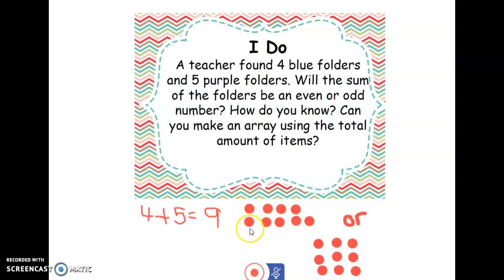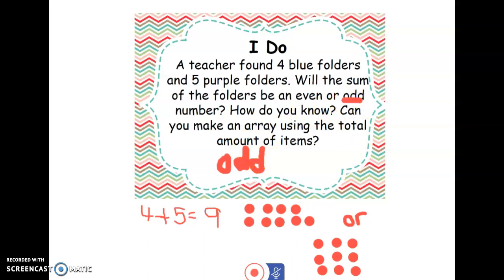Here we have a partner. This one has a partner. This one has a partner. We have a partner right here. Uh-oh, he has no partner. So that tells us that 9 is an odd number. It's not an even number. It's odd. So we know that 9 is an odd number.